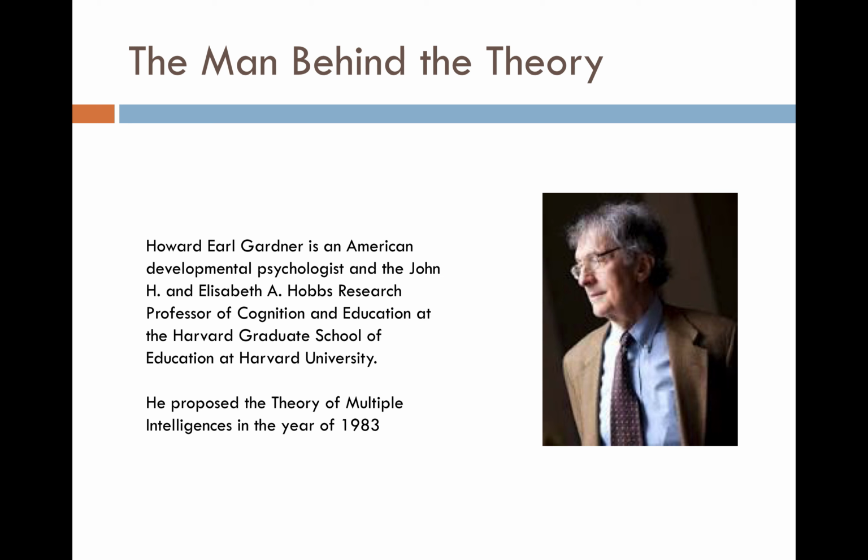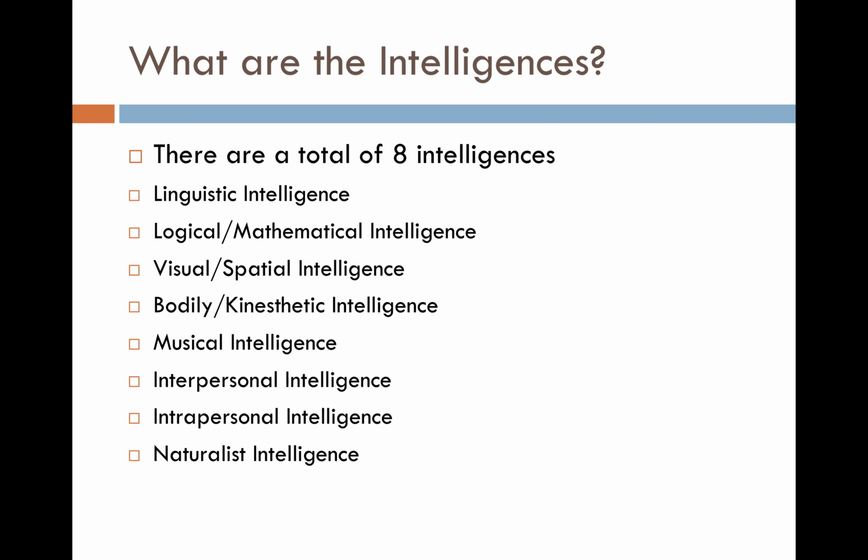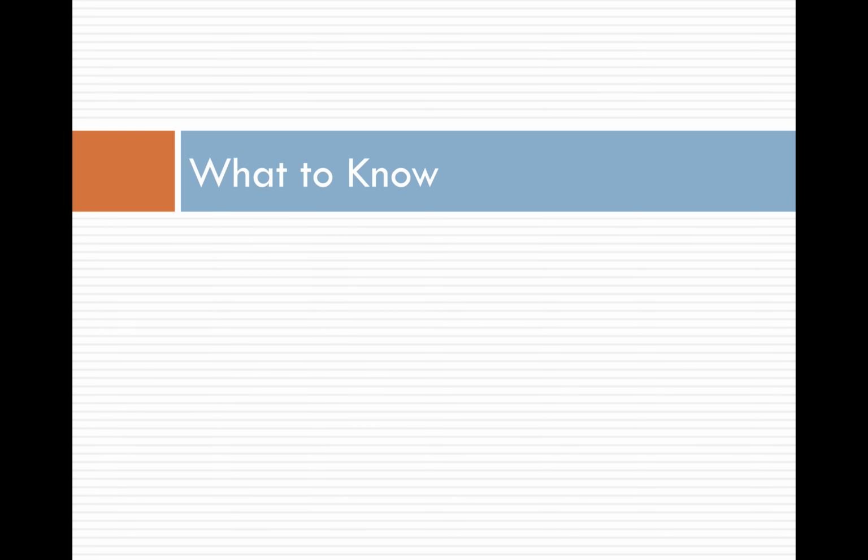So let's get rolling. First thing is, what are the intelligences? From my research, I've discovered that there are a total of 8 intelligences. We have linguistic intelligence, logical/mathematical intelligence, visual/spatial intelligence, bodily/kinesthetic intelligence, musical intelligence, interpersonal intelligence, intrapersonal intelligence, and naturalist intelligence. So let's dive in. What to know?